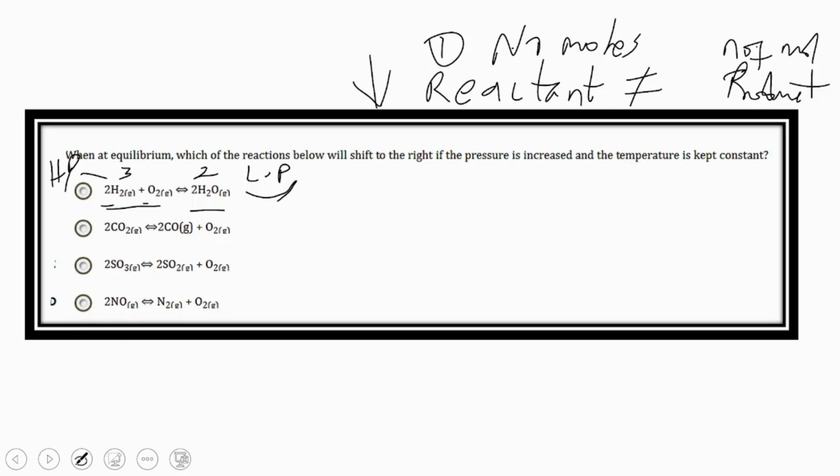Let's take the question again. Which of the reactions below shift to the right if the pressure is increased? Okay, so without even going too far, the first option answers this question. If we increase the pressure on this system, equilibrium will shift to where there is low pressure, which is pointing to the what? To the right. So our answer is this one right here.